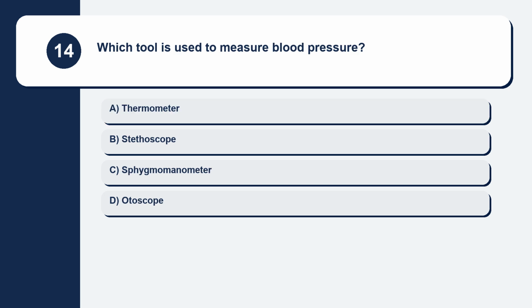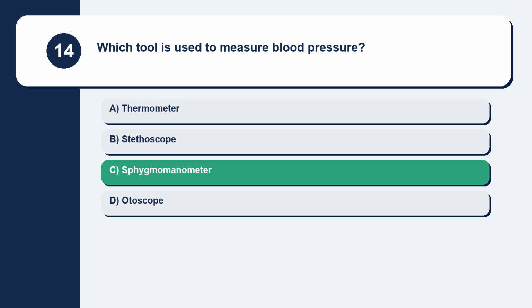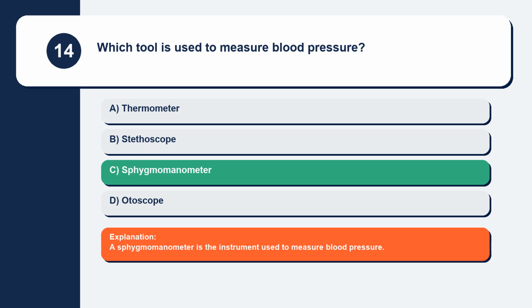Question 14. Which tool is used to measure blood pressure? Thermometer. Stethoscope. Sphygmomanometer. Otoscope. A sphygmomanometer is the instrument used to measure blood pressure.